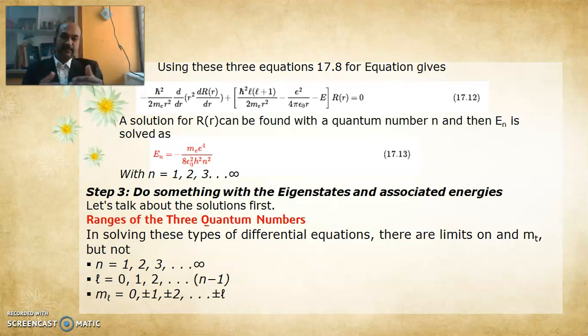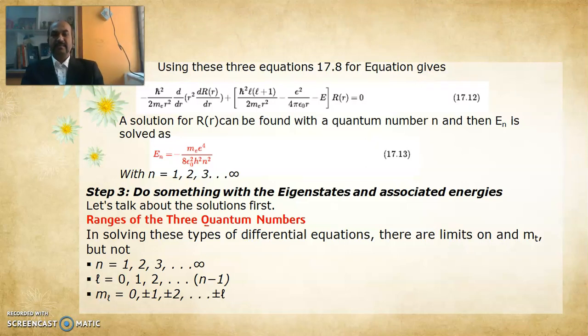So these are the steps to solve the problem, and the next step, step 3, is to do something with the Einstein eigenstates associated with energy. Let's talk about the solution first. Ranges of the three quantum numbers.